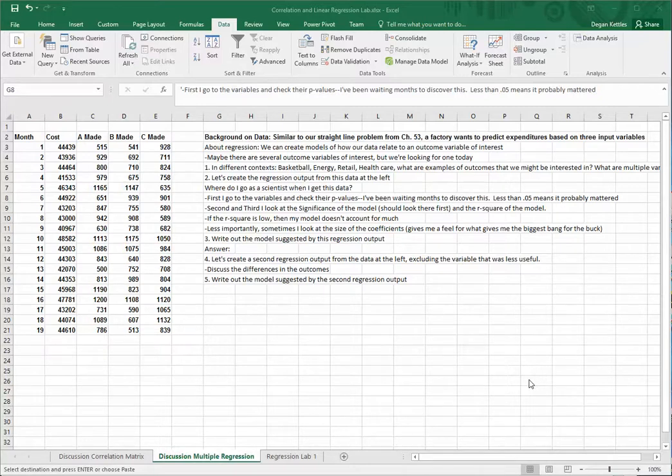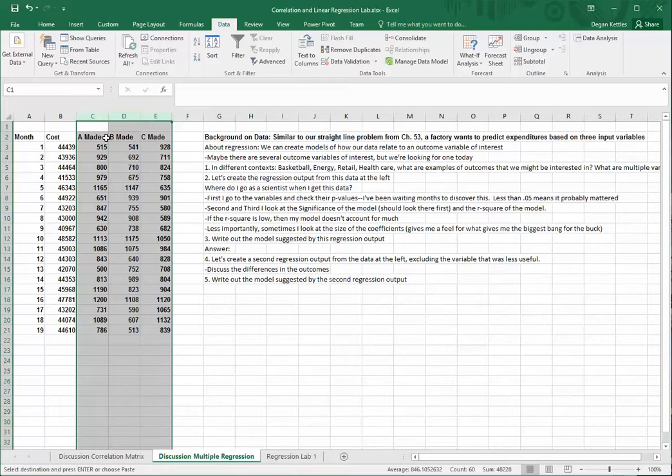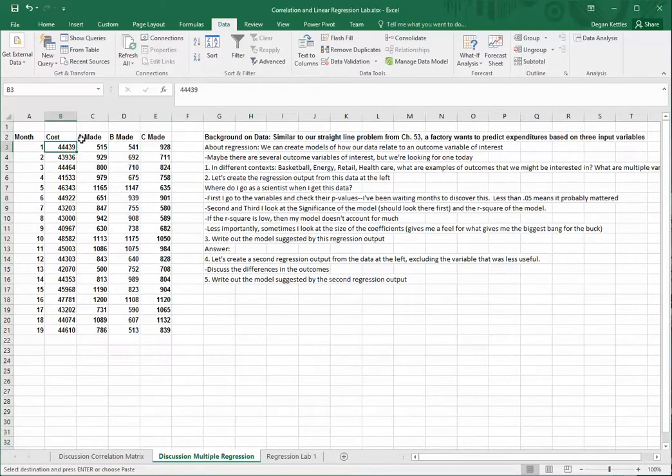And so in a previous case, we talked about how much it cost to run a factory in a given month, and then we only had one thing to predict that by, which was a single product. In this case, we have three columns of data, or three different variables that might be used to predict some outcome that's on an interval basis.